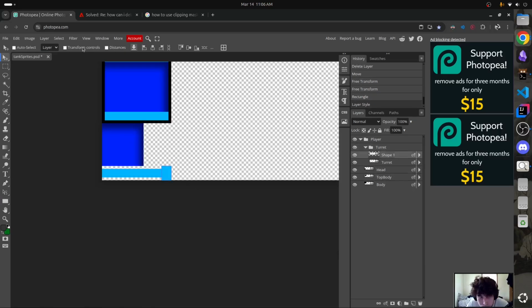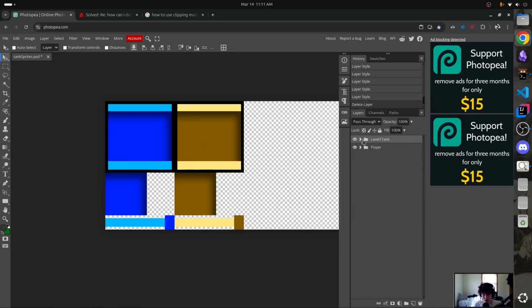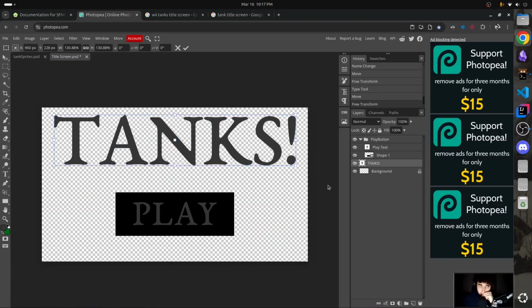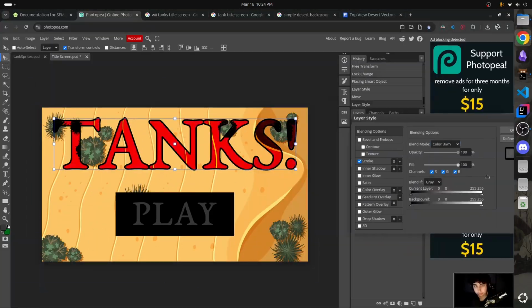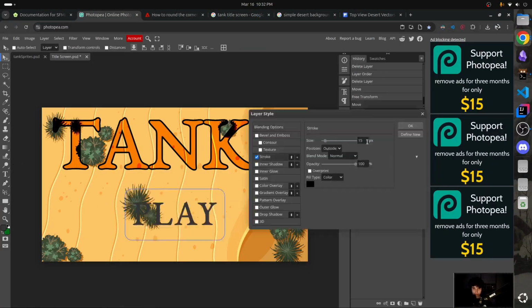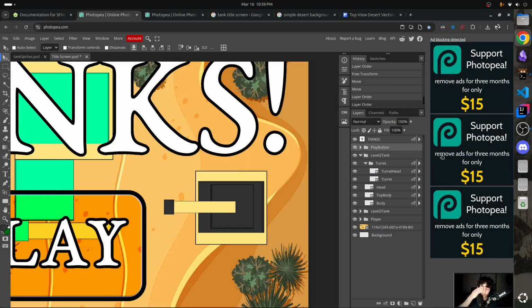For the tank art, I used my newbie Photoshop skills to draw some squares and place them on top of each other. The title screen was a similar story. I found a nice background on Google and placed some text and shapes onto the screen. I think overall the game art actually came out really well.